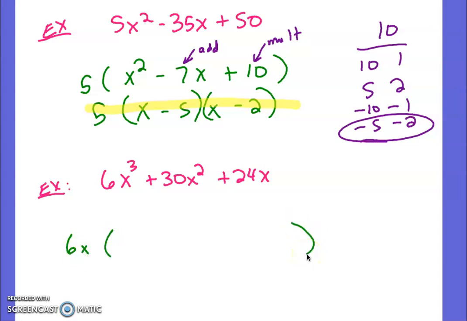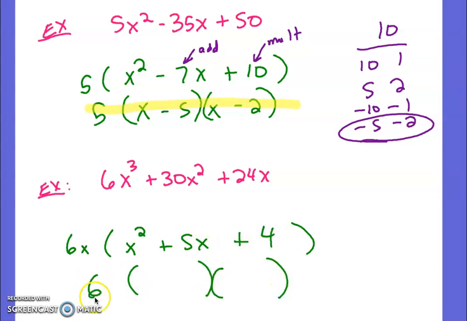So divide each of them by 6x. So you're going to get x squared plus 5x plus 4. And what we're going to do is factor even further. Don't forget the GCF is still there. And again, notice what two numbers multiply to give you the 4, and then which one of those adds together to give you 5.